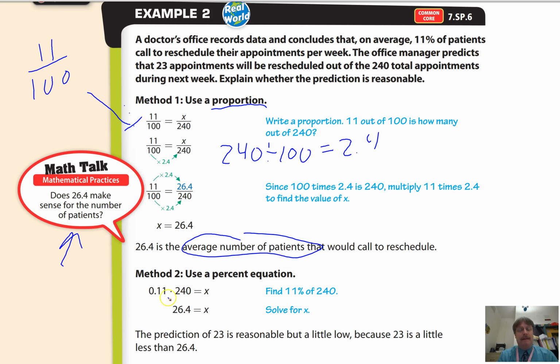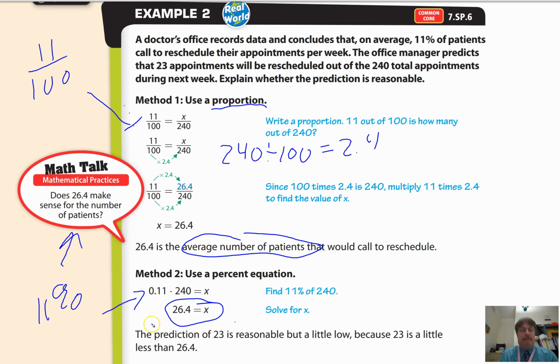The second method, again, is using the percentage. We take the 11%, we convert that to a decimal, okay? You should know how to do that by now. If not, come see me, I'll help you out. And we multiply that by 240, and again, we get the 26.4 customers. So the prediction of 23 is reasonable, but a little low, because 23 is a little less than 26.4.